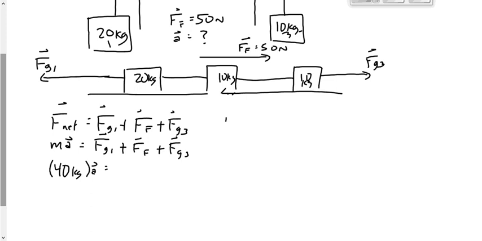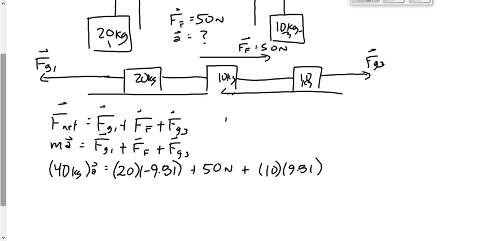FG1, what's that value going to be? M times G. What mass do I use here? 20, 10, 10, or 40? The force of gravity acting on the system is caused by the 20 kilogram object. So I'm going to say it's 20 times negative 9.81. Negative because it's acting to the left. Force of friction is 50 newtons, but I'm going to make it positive 50 newtons, to the right. And force of gravity 3, I'm going to make 10 kilograms times positive 9.81. Positive because it's acting to the right.